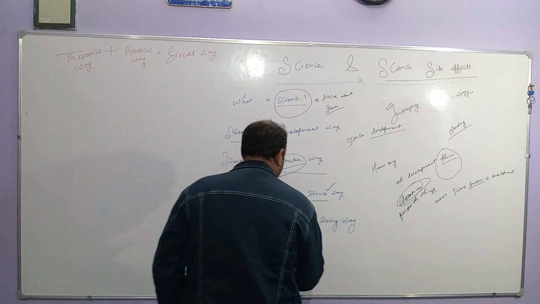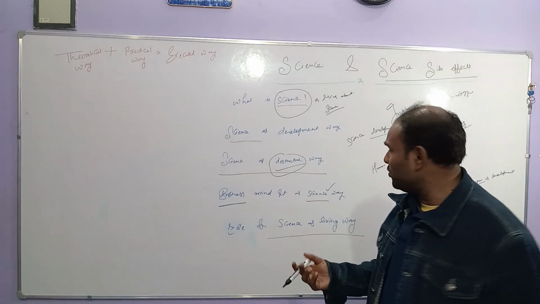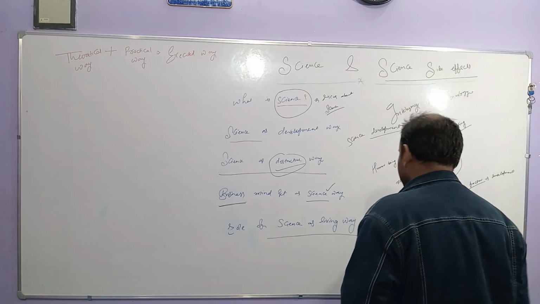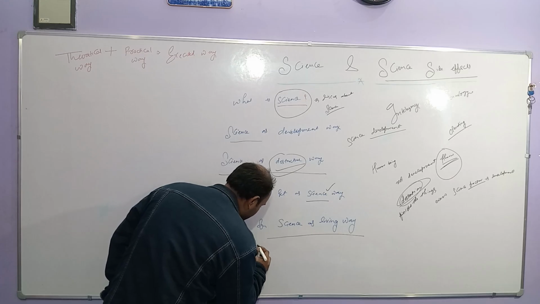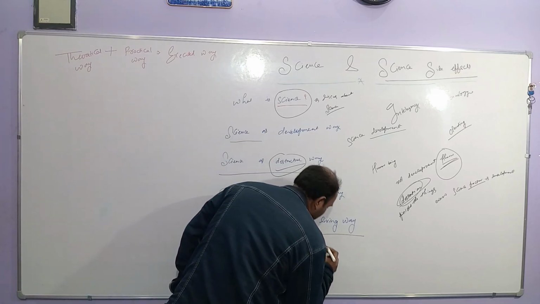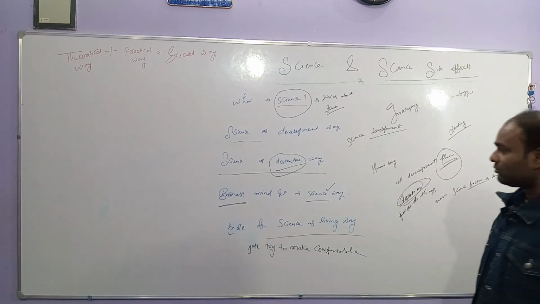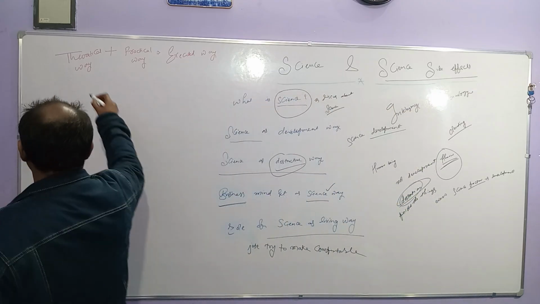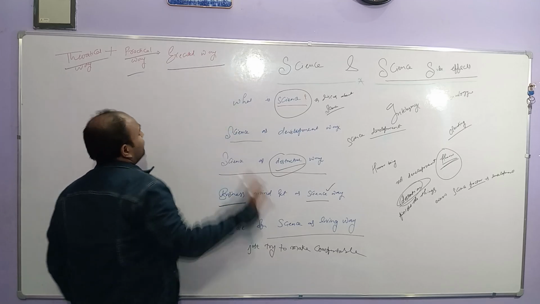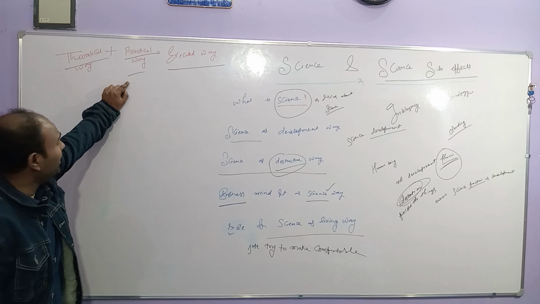Role of science as a living will. We all know science just tries to make human beings comfortable. Just try to make comfortable. And we all know about theoretical way, practical way, and there is one thing, executed way. Firstly, theoretical, hypothetical, practical way, then execute.